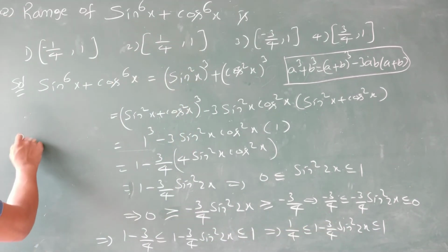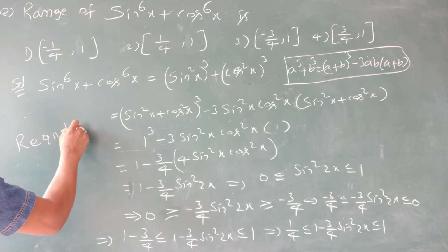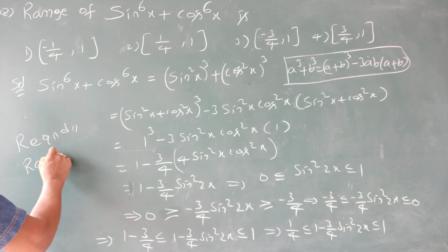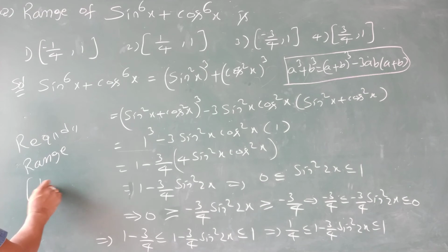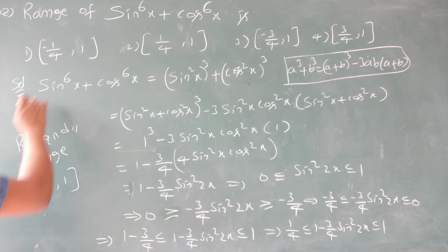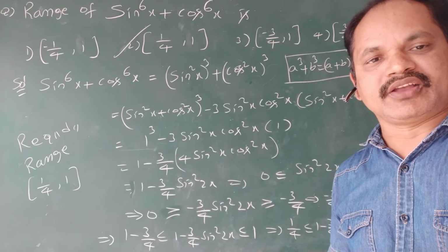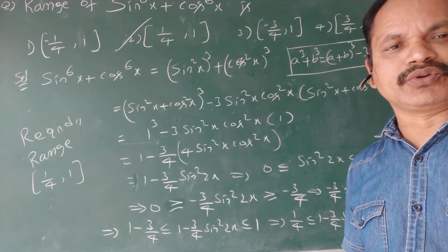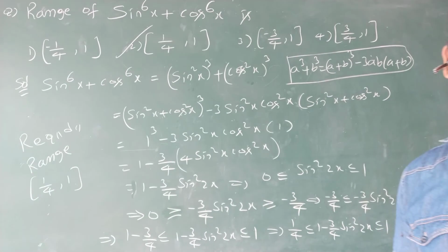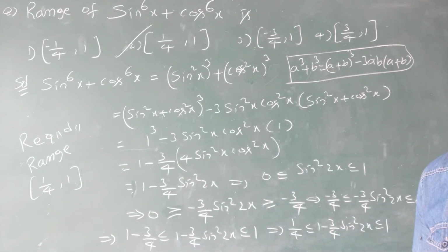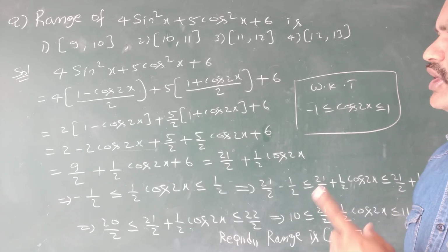So required range, that is closed 1 by 4 to 1. So that is the second option. That's all. So the range of the given function is 1 by 4 to 1. Now we are going to the next question.